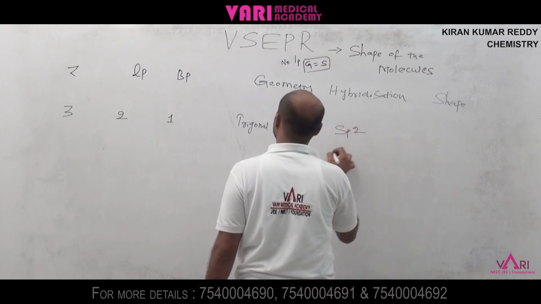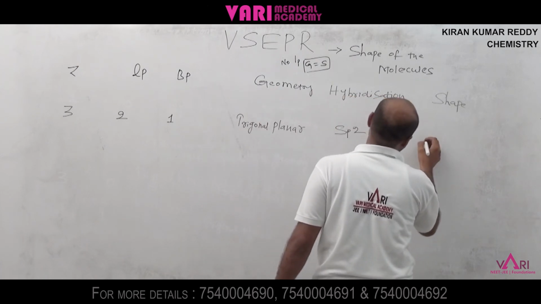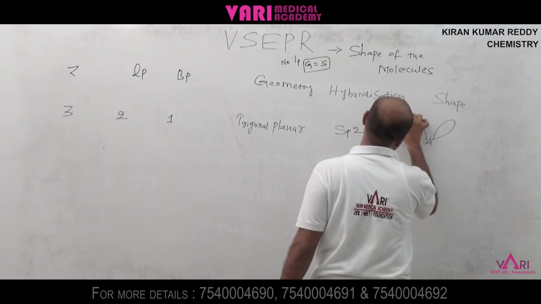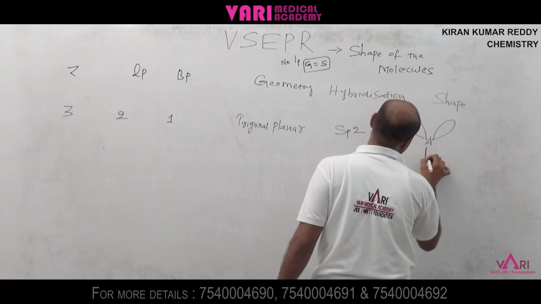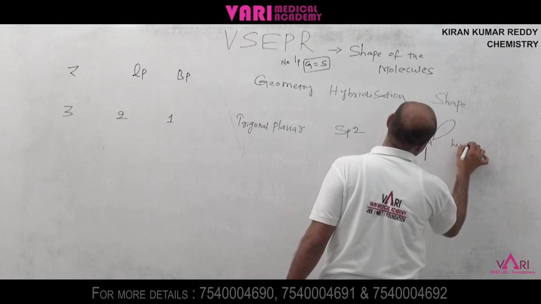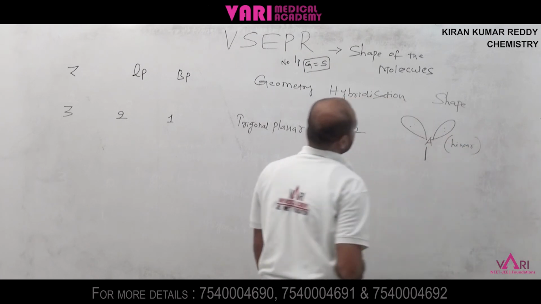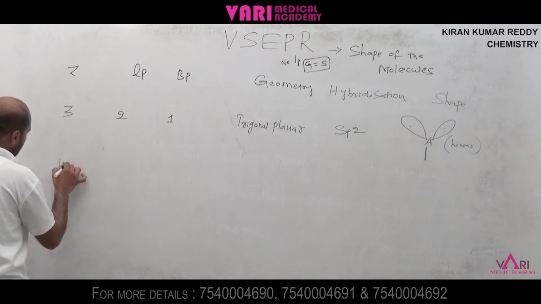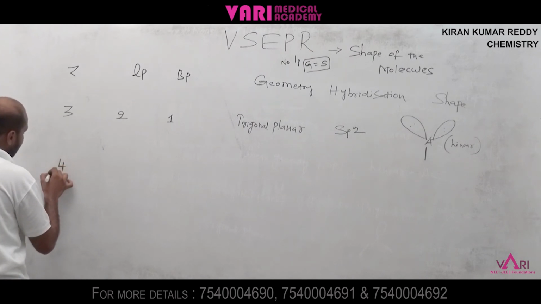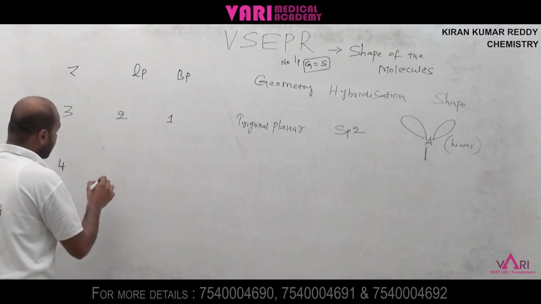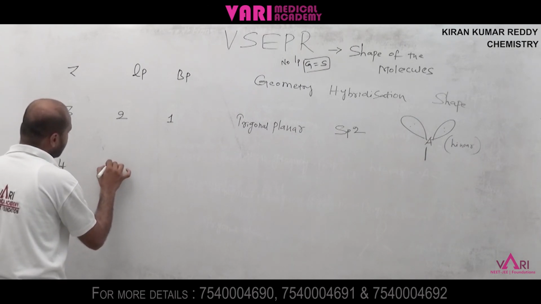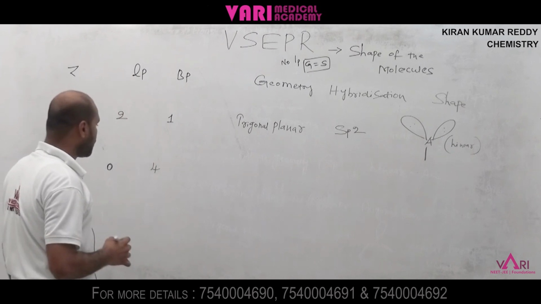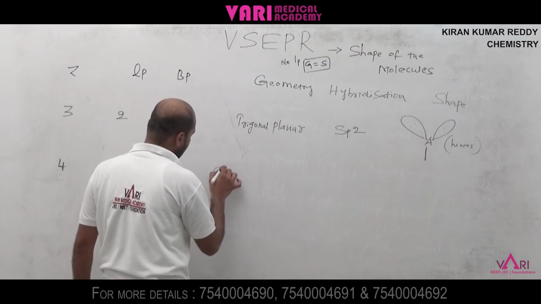What is the shape of the molecule? Two lone pairs are present. Here is A, with two lone pairs, and this one is looking linear shape. Next one is Z is equal to 4. Z is equal to 4 means sp3 hybridization. Lone pairs are 0, and 4 bond pairs are present. Now 4 bond pairs means tetrahedral geometry.